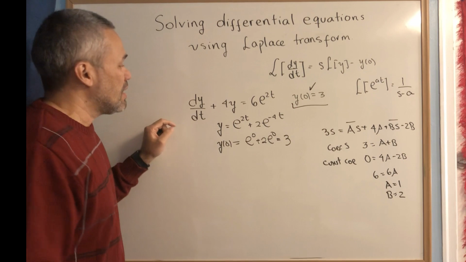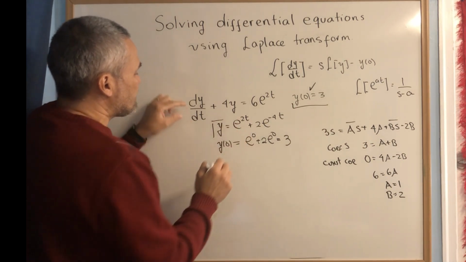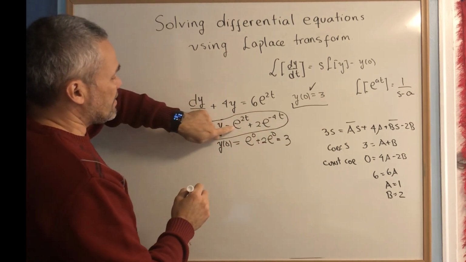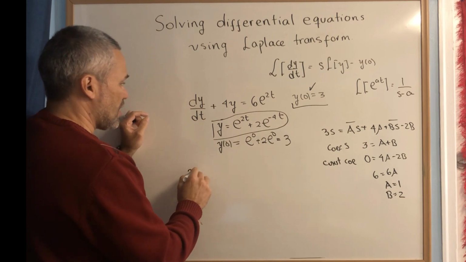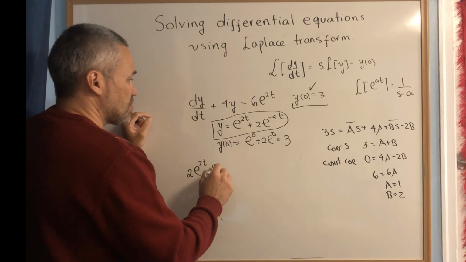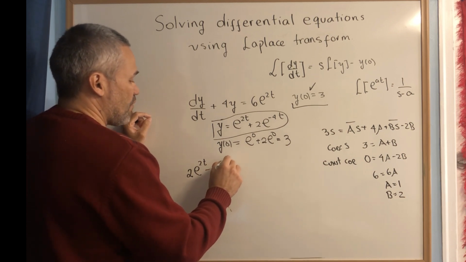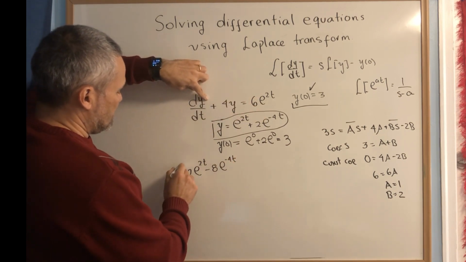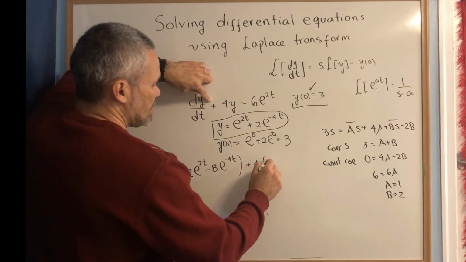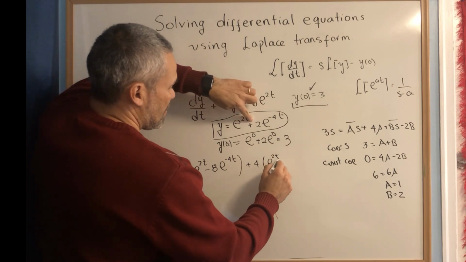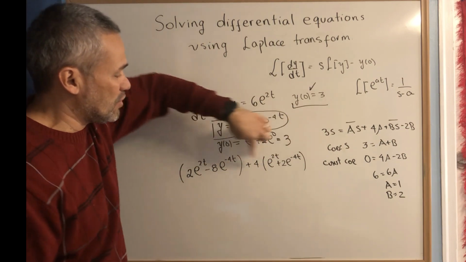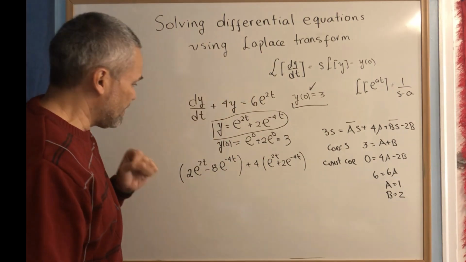Then this is true. Now let's take the derivative of this, which is the solution, and let's check that it satisfies the differential equation. What is the derivative of this function? It is 2 times e to the 2t minus 8 times e to the negative 4t, right? And then this is the derivative, plus 4 times the function. The function is e to the 2t plus 2 e to the negative 4t. Let's see what this is equal to. It's supposed to be equal to this. Let's see if it is true.